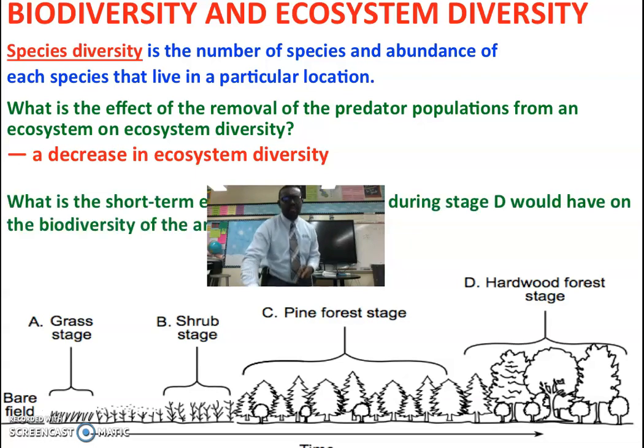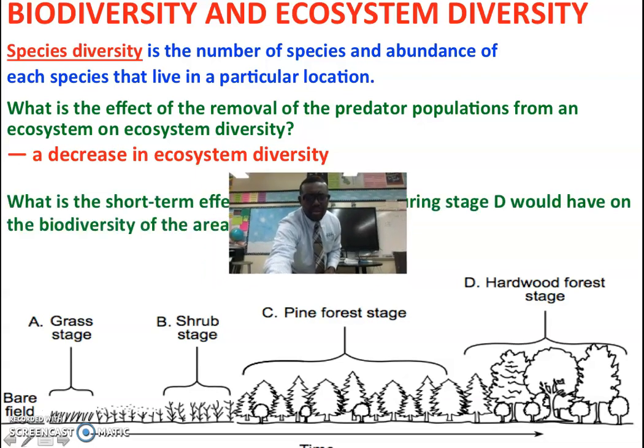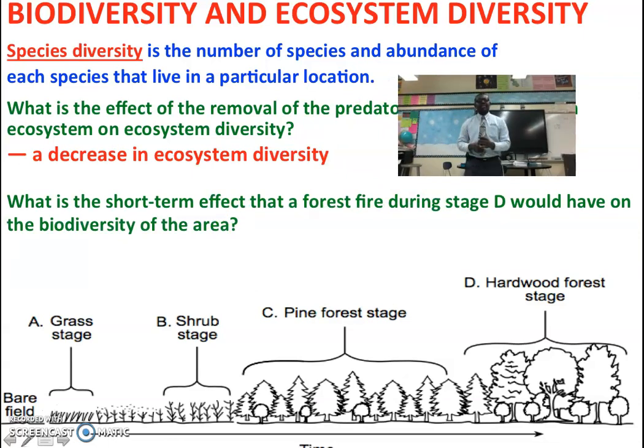So let's move on. Here we are looking at what short-term effect a forest fire during stage D will have on the biodiversity of the area. Stage D is the hardwood forest. We are looking at the short-term effect or impact. Suppose there is a forest fire at stage D.